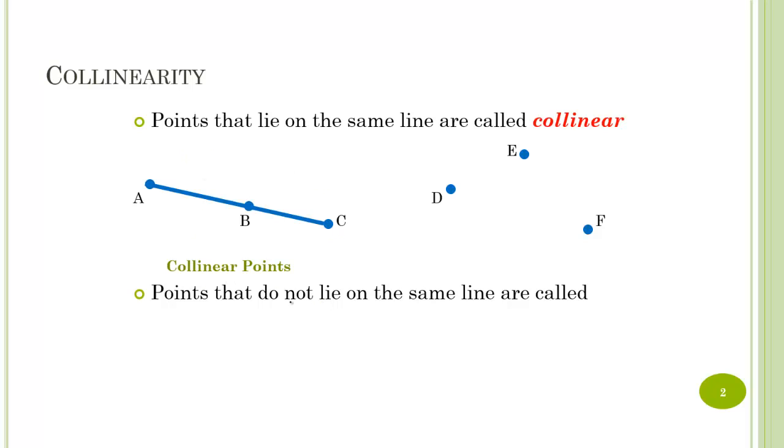Points that do not lie on the same line are called non-collinear. So points E, D, and F, those are non-collinear points, very obviously. But if I drew points that were, say, like this, and I said D, E, and F, those would also be non-collinear because there is no line drawn with them. So keep that in mind. Even if it looks like a line, if there's not a line drawn, they're non-collinear.